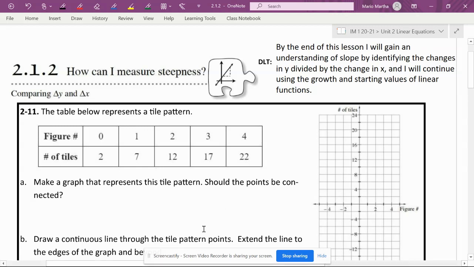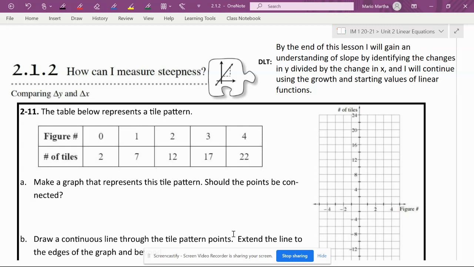During this lesson, make sure you keep in mind these following focus questions. What makes my line steeper? What makes it less steep? How is growth related to the steepness? Where is the starting value of a line?